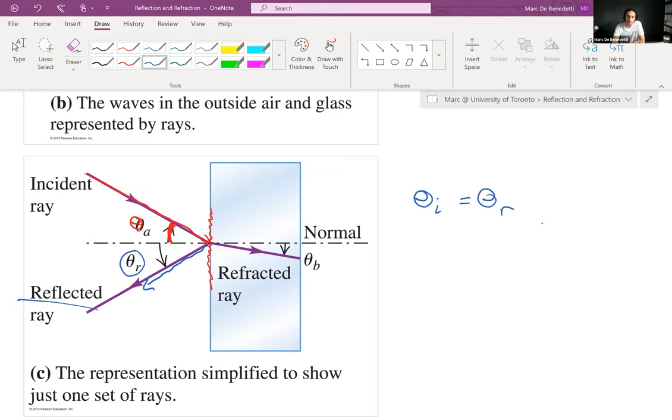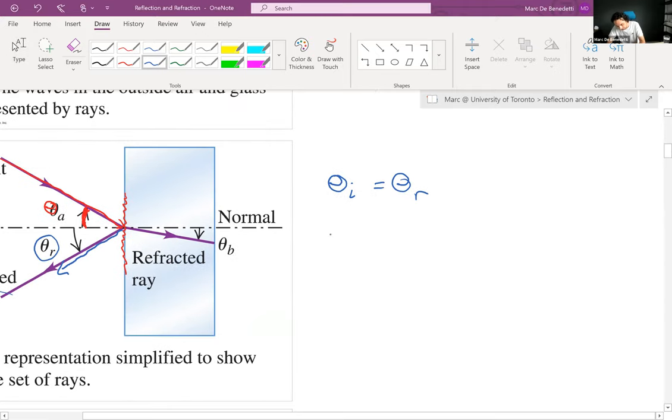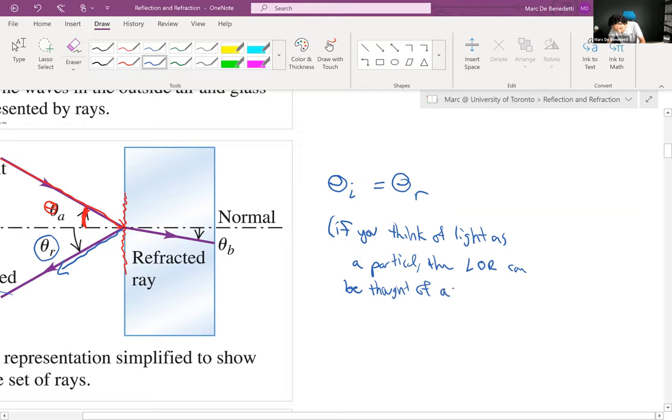However, if you consider light to be a particle, which that notion has been introduced to you in both grade 12 chemistry and first year chemistry, like a photon, for instance, then if you think of light as a particle, the law of reflection can be thought of as conservation of momentum. And I think this is easier to maybe get your head wrapped around.